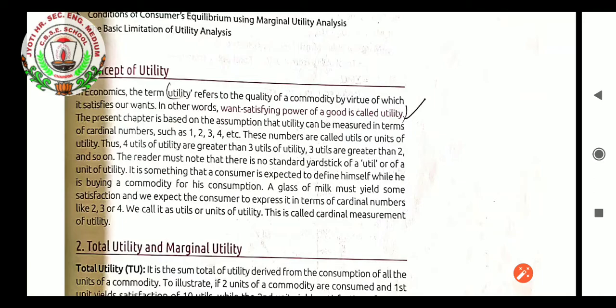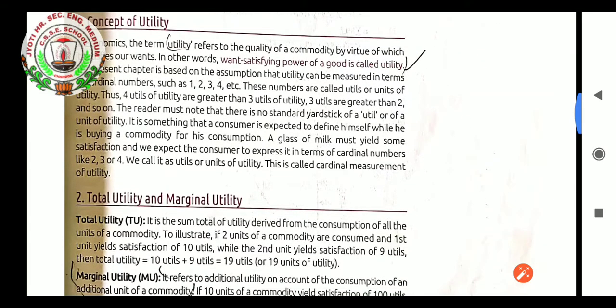These numbers are called utils or units of utility. As we have the kilogram and meter as units of measurement for many things, in the same way here, to measure the needs and wants of a person and match them with income, we use utils. Thus, 4 utils of utility are greater than 3 utils of utility, 3 utils are greater than 2, and so on.